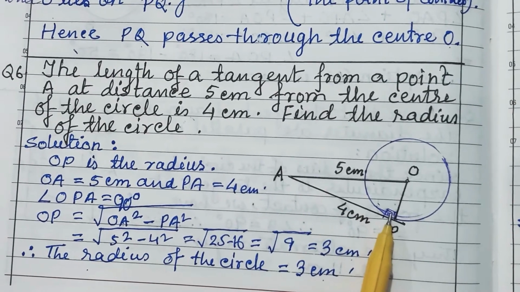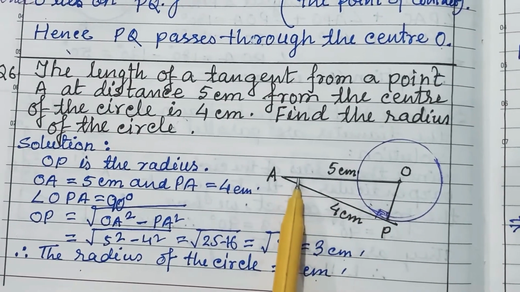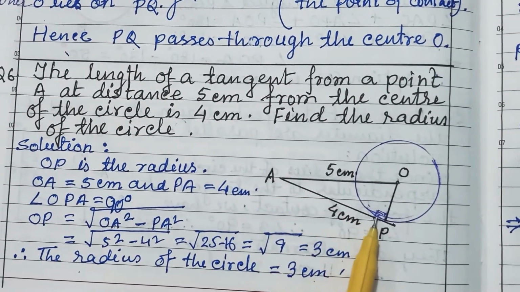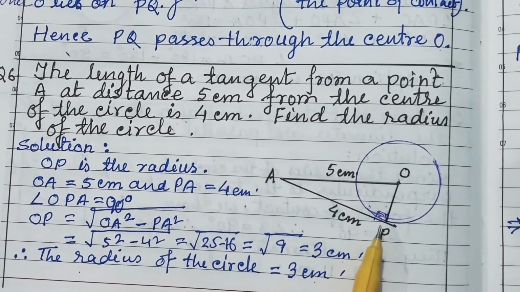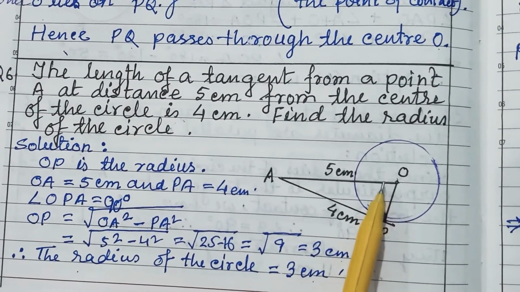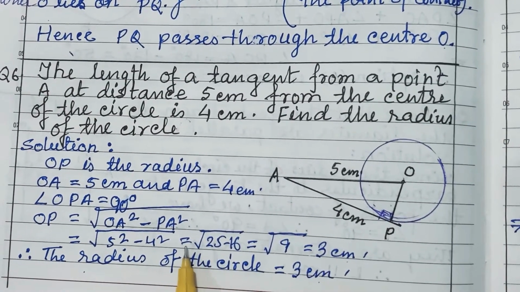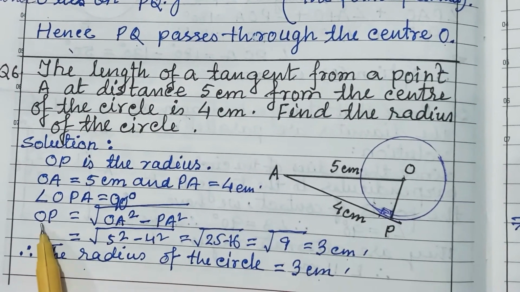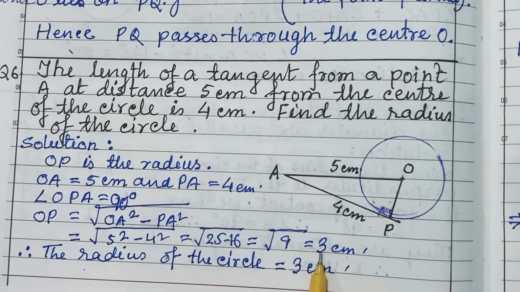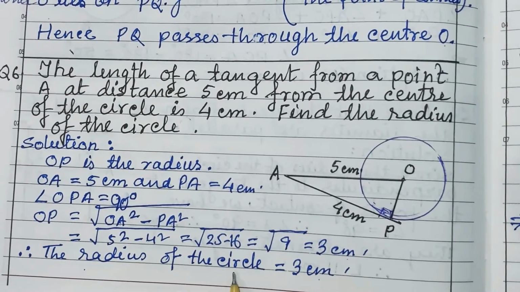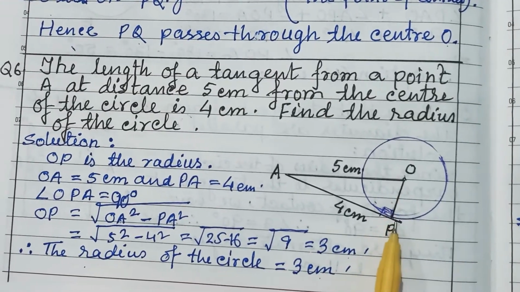Always take the side opposite to the 90 degrees as the hypotenuse. So this is the base and this is the perpendicular. Perpendicular square is equal to hypotenuse square minus base square. So OP is the square root of 5 square minus 4 square. So OP is equal to 3 cm. So the radius of the circle is 3 cm.